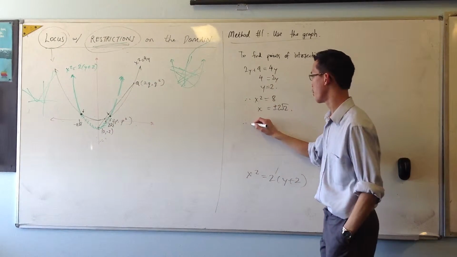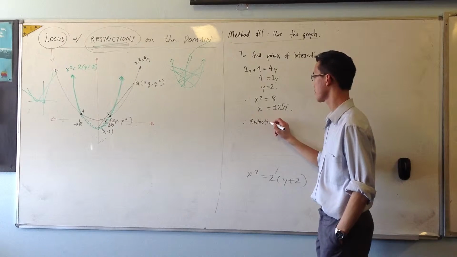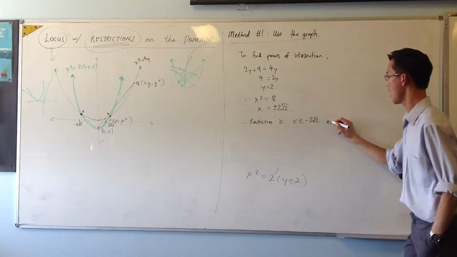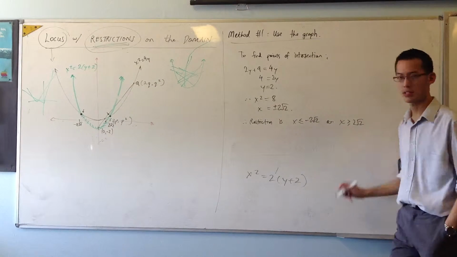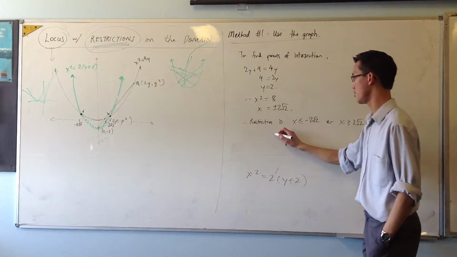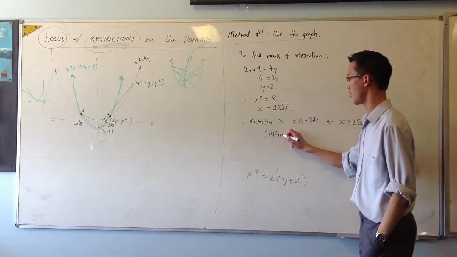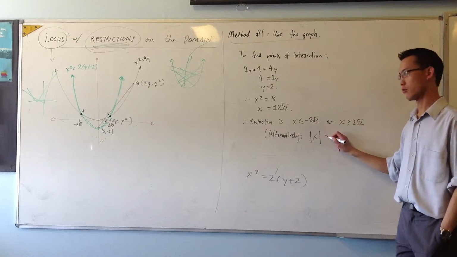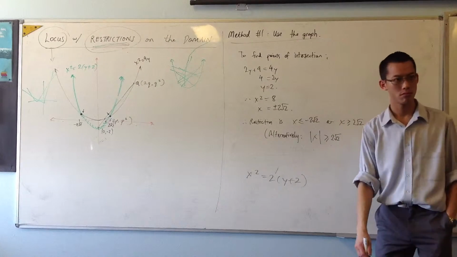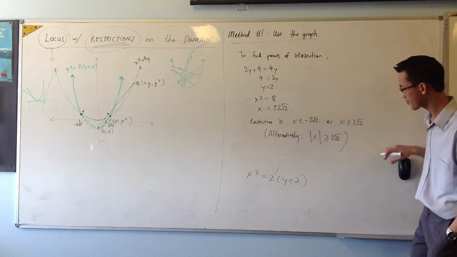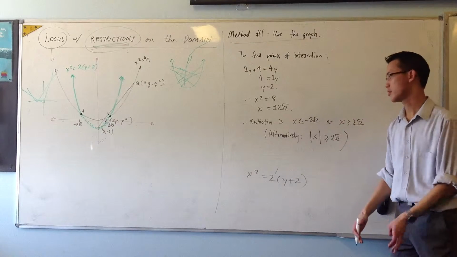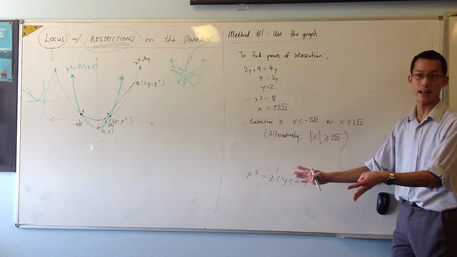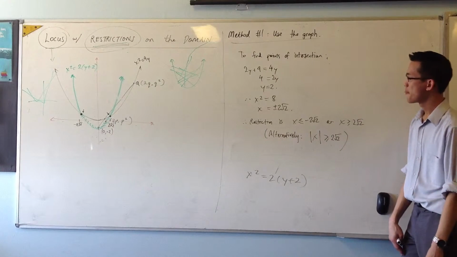So you would say, therefore, the restriction is x less than or equal to negative 2 root 2, or x greater than or equal to positive 2 root 2. If you want to be super fancy, you can use absolute value notation. You can say the absolute value of x is greater than or equal to 2 root 2. Either of those would be fine. So the actual locus that I'm interested in is this equation with this restriction. And that's my answer, full stop. Now, that wasn't too hard.